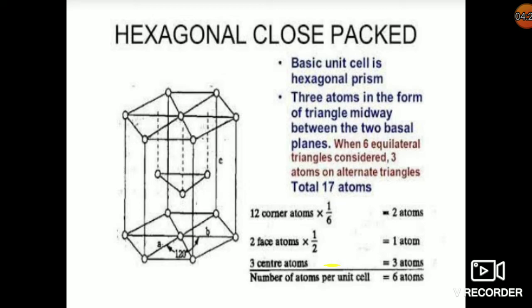You know that the atoms present in the face contribute half. So 2 into half is equal to 1. And there are 3 center atoms that are not shared with anything, so it will be 3 center atoms into 1 equal to 3. If you sum up, the value comes out as 6. Thus, in hexagonal close packing, the total number of atoms per unit cell is equal to 6.